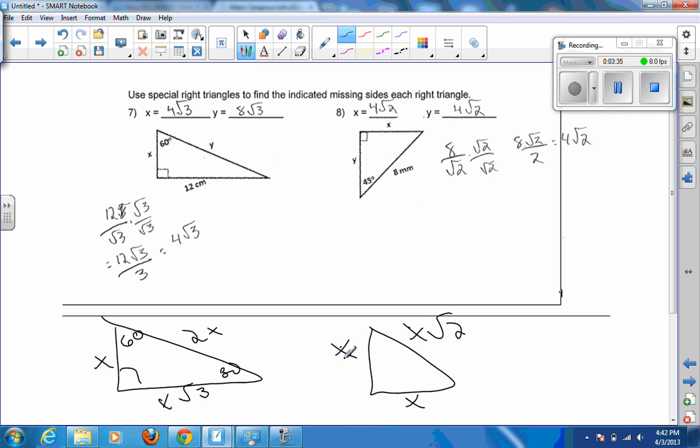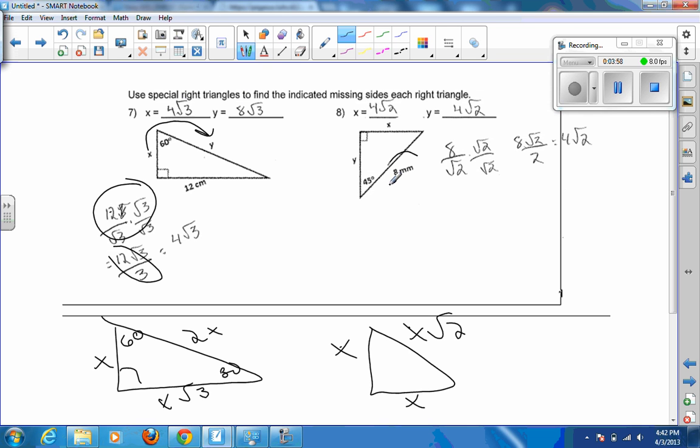Sorry, my x's aren't coming through. So if you're finding x in this particular problem, you've got to take 12 divided by root 3. When you simplify, you have to simplify your 12 over 3 to get 4 root 3. To get from here to here, you've got to multiply by 2, so we get 4 root 3 times 2, which is 8 root 3.